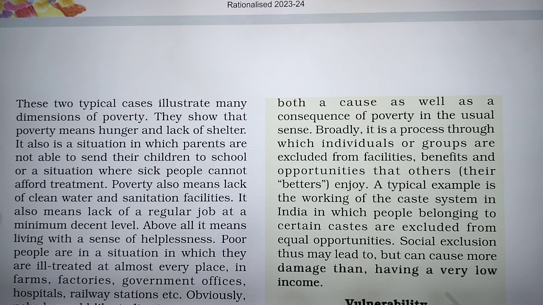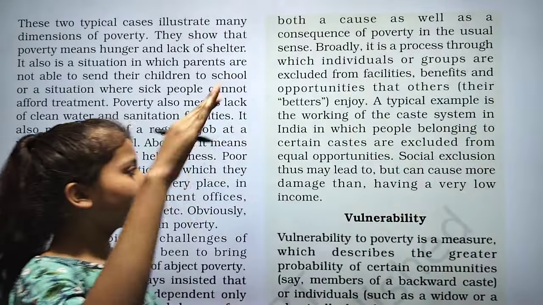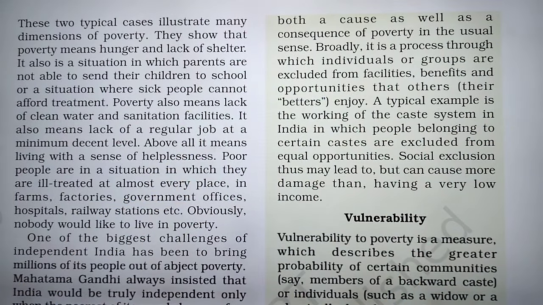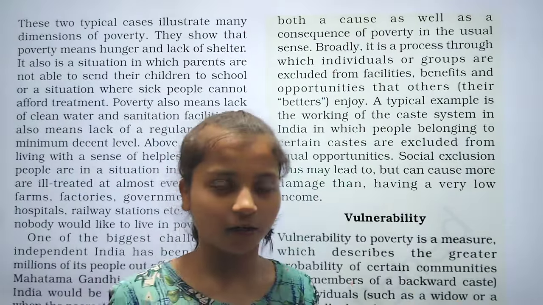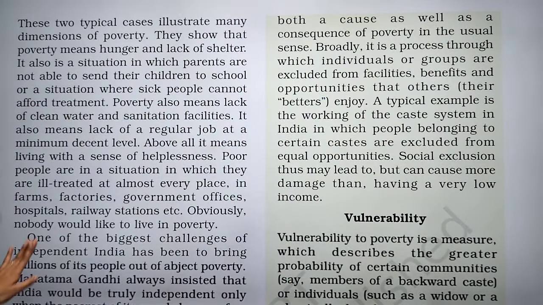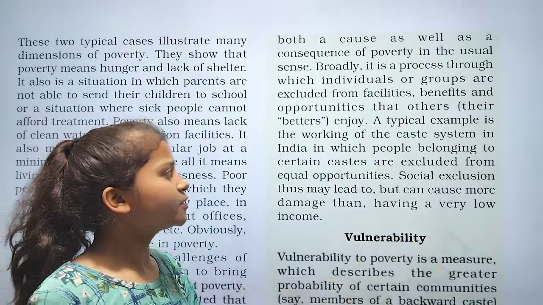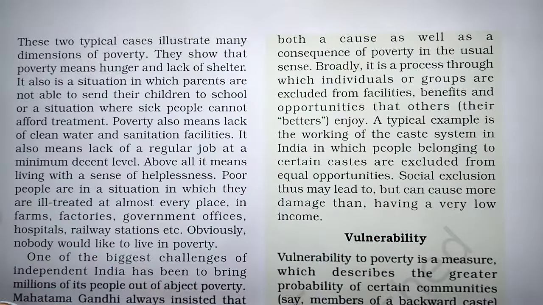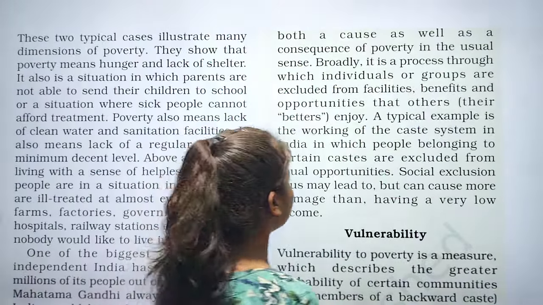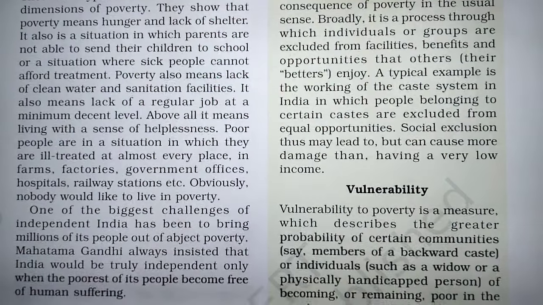A special example is the working of the caste system in India, in which people belonging to a certain caste are excluded from equal opportunity. If they belong to a lower caste, they are not able to get a job in an upper institute or upper class. They cannot get equal opportunities. Social exclusion thus may lead to, and can cause, more damage than having a very low income.